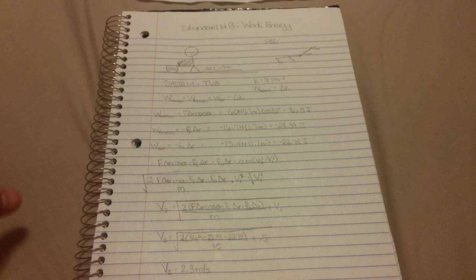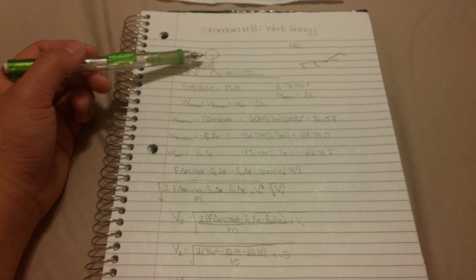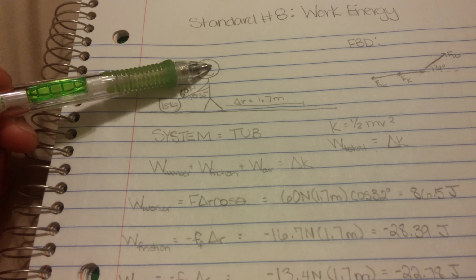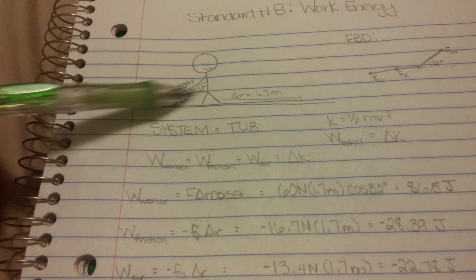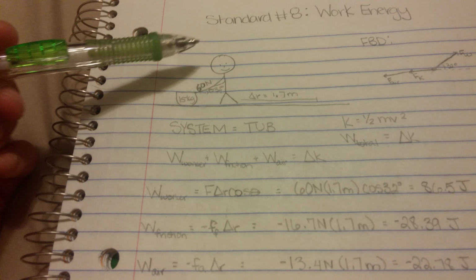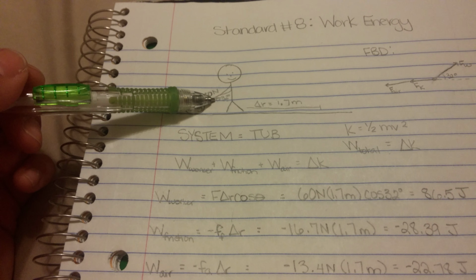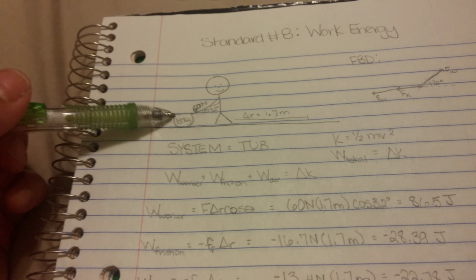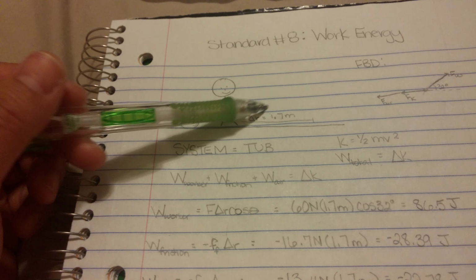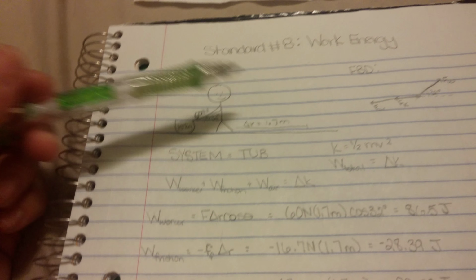I'm working on my 8th standard work and energy problem. It says a construction worker is pulling a tub of cement to a place where he needs to use it, pulling with a force of 60 newtons. The angle he pulls at is 32 degrees, and the tub weighs 15 kilograms. The distance he will pull the tub is 1.5 meters.